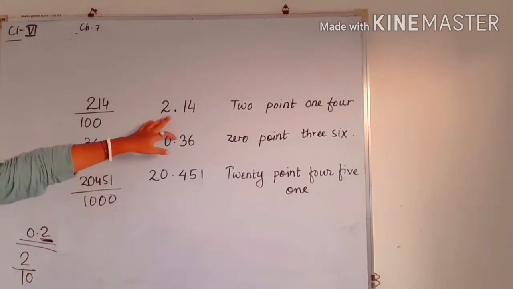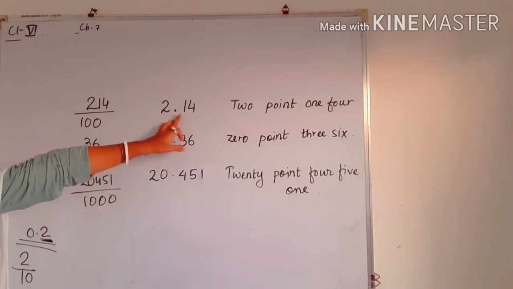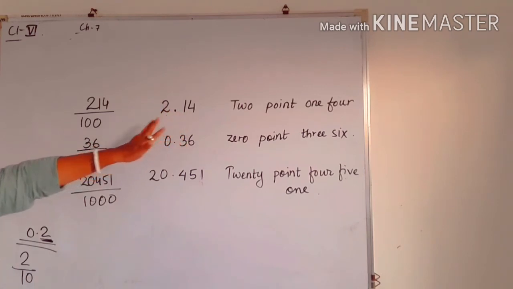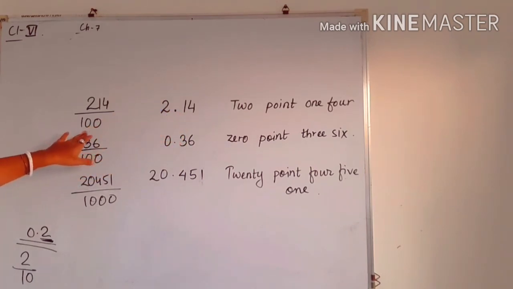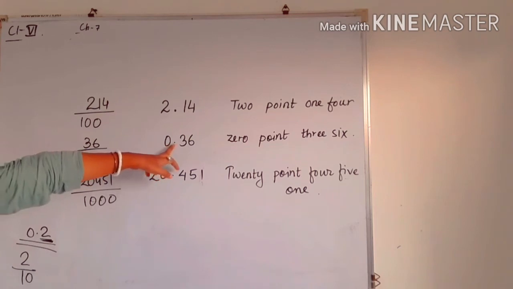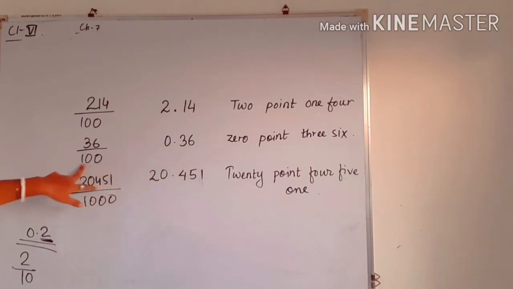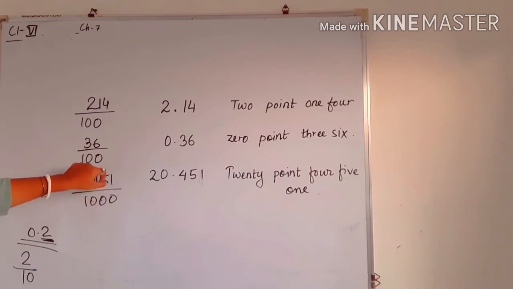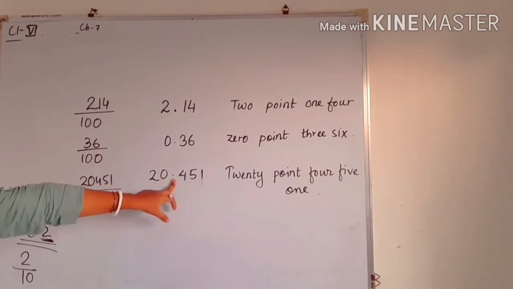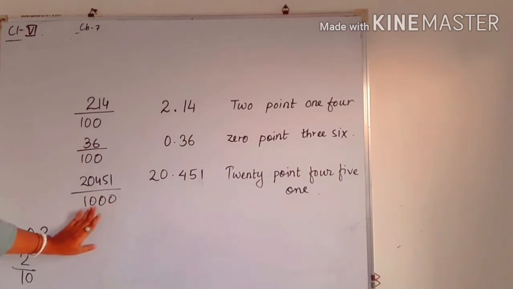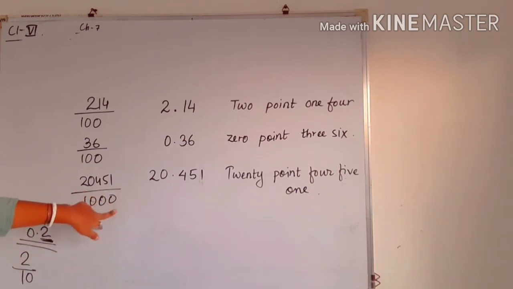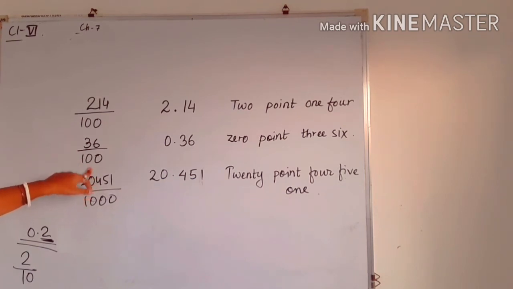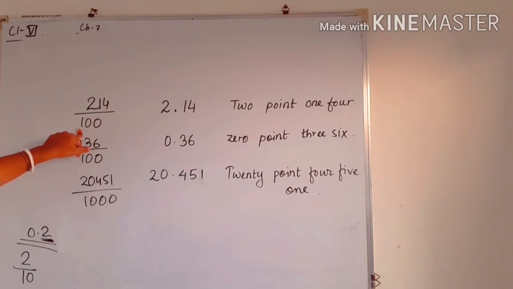Similarly here, the digits after the decimal are 2, therefore it is divided into 100 equal parts. Similarly 0.36 can be written as 36 by 100. After the decimal point we have two digits, so we write 100, that means after 1 we put 2 zeros. Similarly, here after the decimal point we have 3 digits, so we write 3 zeros. That means we are dividing one whole into 1000 equal parts. Here and here we are dividing one whole into 100 equal parts.